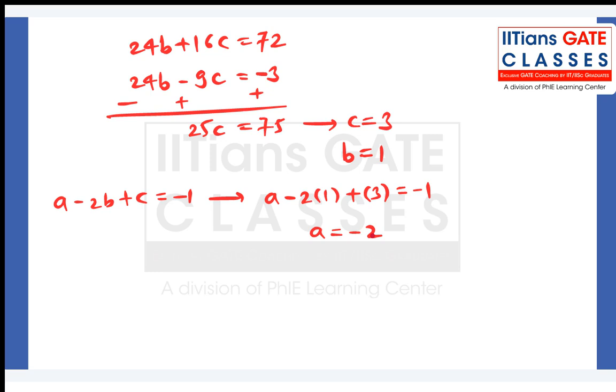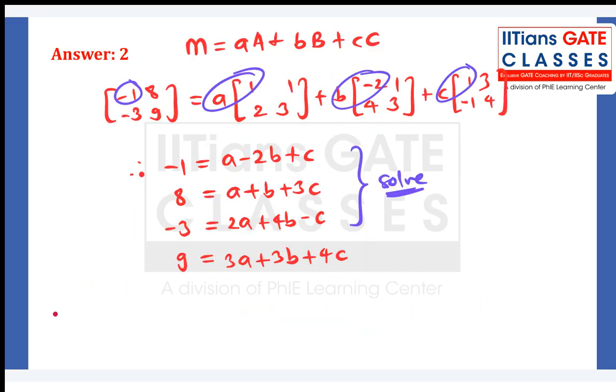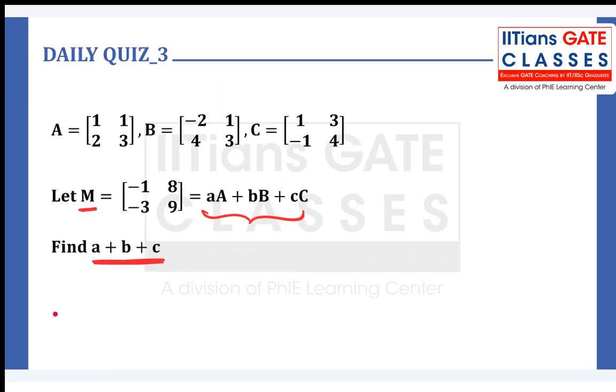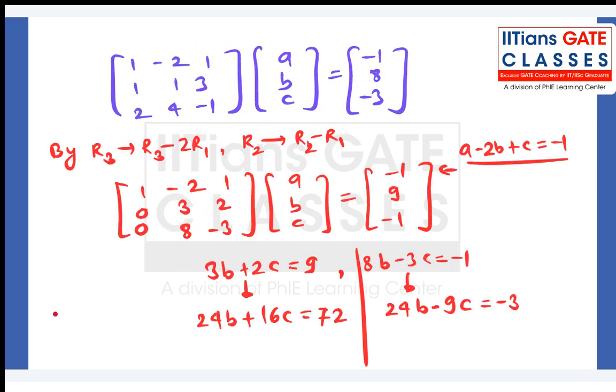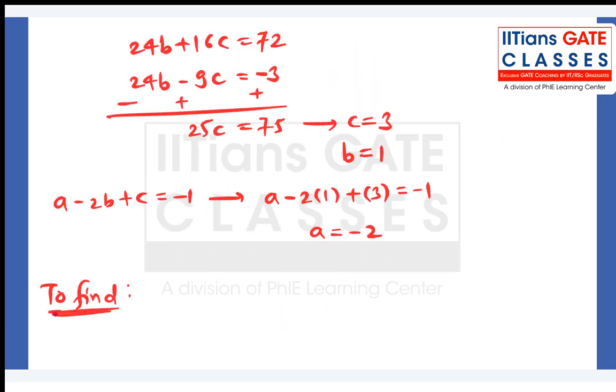And then the last part, which is d, but actually d is not required. Because what you need to find here, if you go back to the question, d is not there actually, sorry. You're supposed to find a plus b plus c. And you got the a, b, c values here. So a plus b plus c turns out to be -2 plus 1 plus 3. So the answer should be 2.